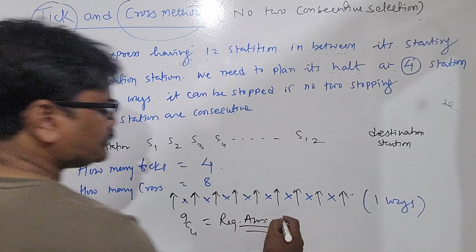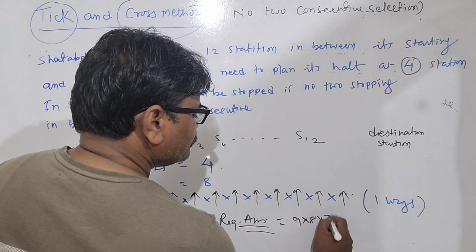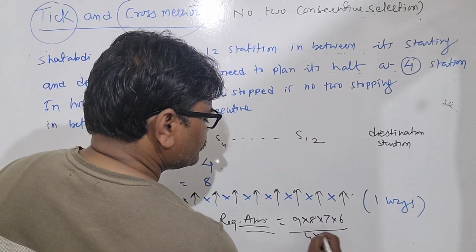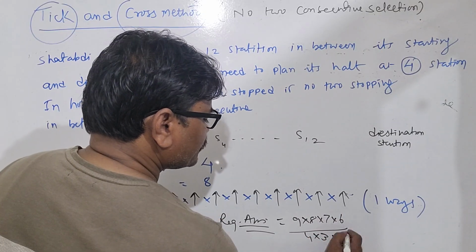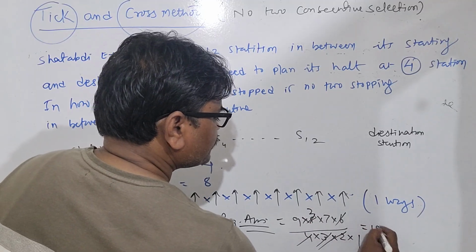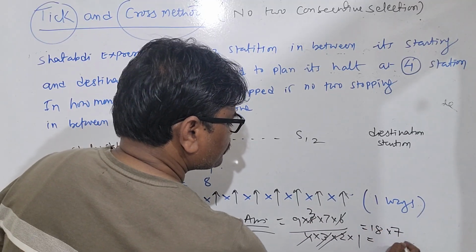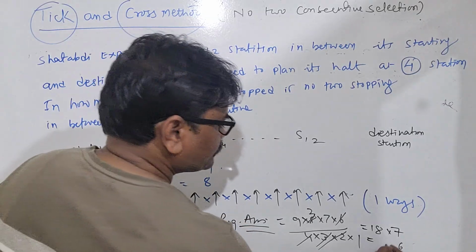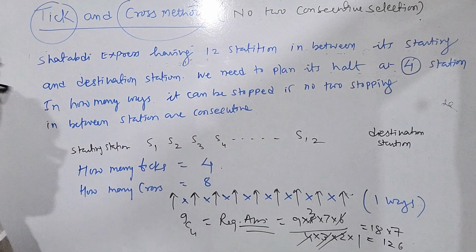9C4, you can calculate 9 into 8 into 7 into 6 divided by 4 into 3 into 2 into 1. 3 into 2 is 6, 4 into 2 is 8, 18 into 7 it will be 6. Watch, 126 will be your answer.